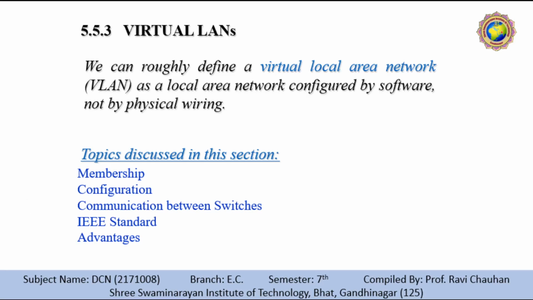Next point is virtual LANs. A station is considered part of a LAN if it physically belongs to that LAN only. The criterion of membership is geographic. What happens if we need a virtual connection between two stations belonging to two different physical LANs? We can roughly define a virtual local area network, called a VLAN, as a local area network configured by software, not by physical wiring. Fine. So over here software is there.